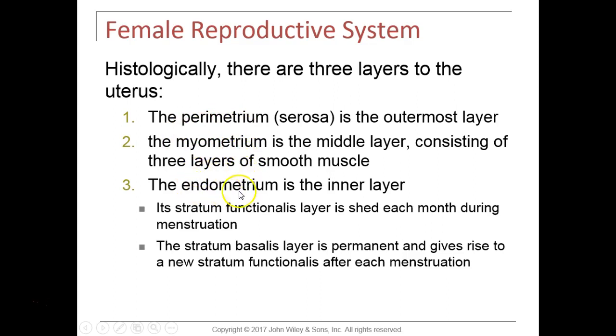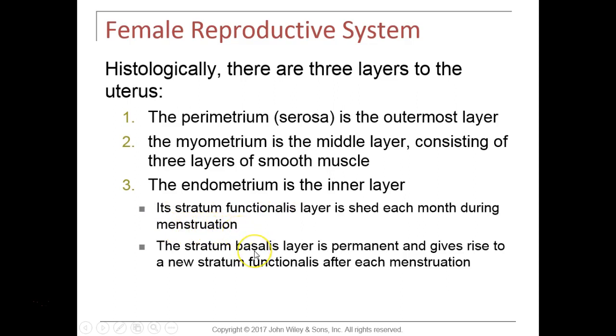And then the endometrium is the inner layer of the uterus, which is made up of the stratum functionalis, which is an extension and sheddable layer from what's called the stratum basilis. So once a month, the stratum functionalis is built up, or it grows, and if the female is not pregnant, that stratum functionalis dies and is shed from the uterus out the vagina as the menstrual flow.